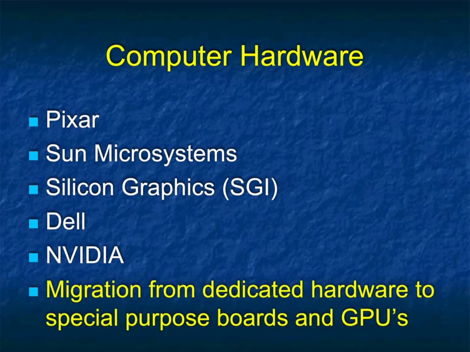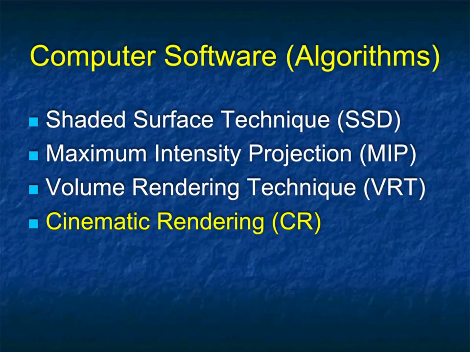Everything changed. And this migration from dedicated hardware to special purpose boards and GPUs really was one of the biggest changes, and why the costs came down to the point that before only a few people had 3D capabilities to now, whether they use it or not, I don't know, but every scanner has 3D software.